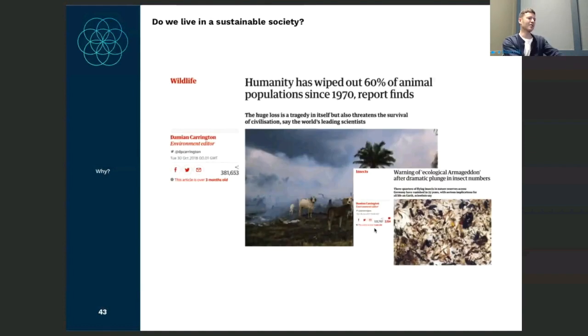So you might have seen the news recently, in the last 6 months or so, that it seems humanity has wiped out 60% of animal populations since the 70s. And another slightly worrying fact is that we've seen a massive plunge in insect numbers as well. Insects are pollinators, they're often part of the food chain for other animals. I mean, this is deeply worrying. No other way to put it, really.